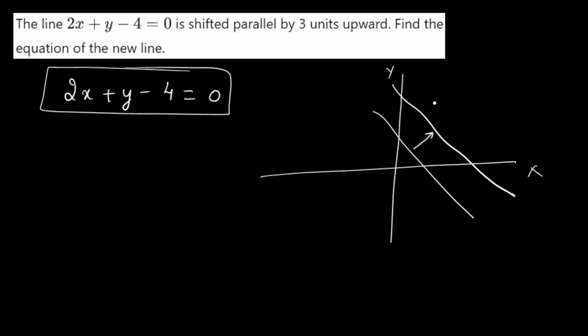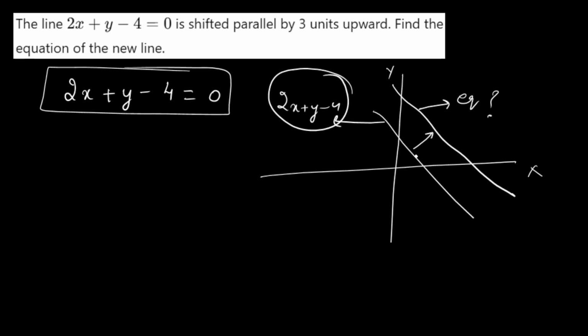First of all, we have to find the equation of this line. Suppose this line is the given line, 2x plus y minus 4. When this line is shifted parallel 3 units upward, we get this new line. We have to find the equation of this line.